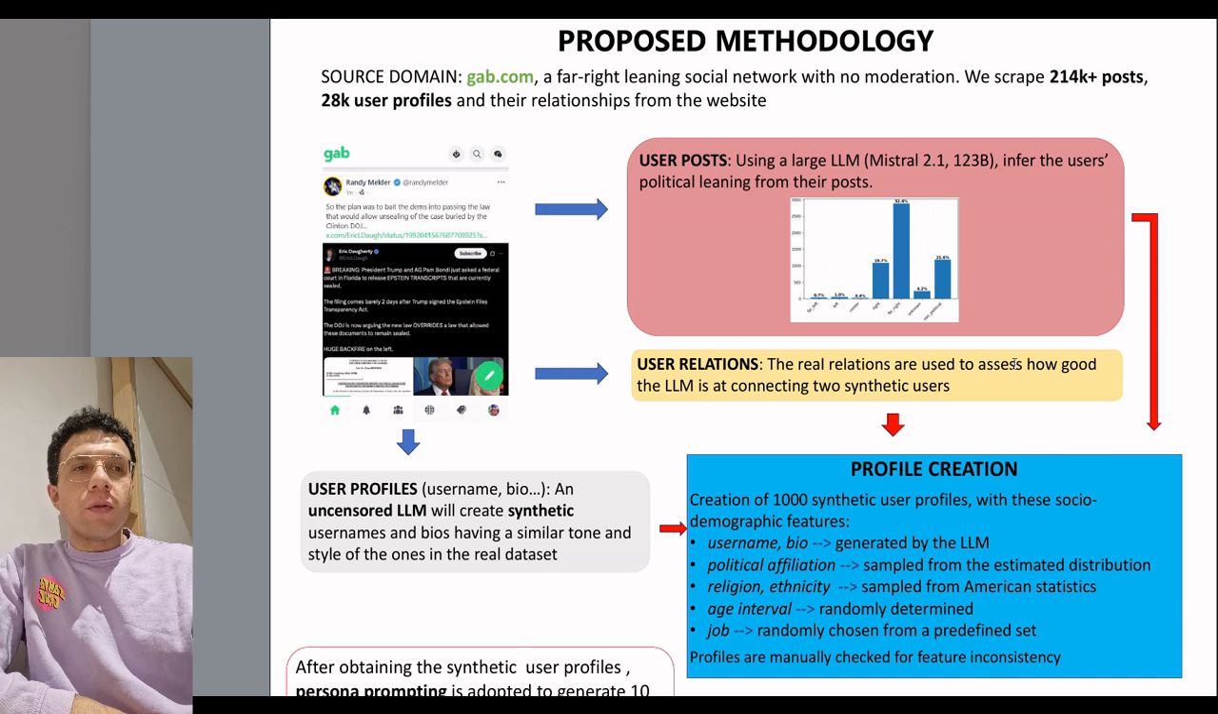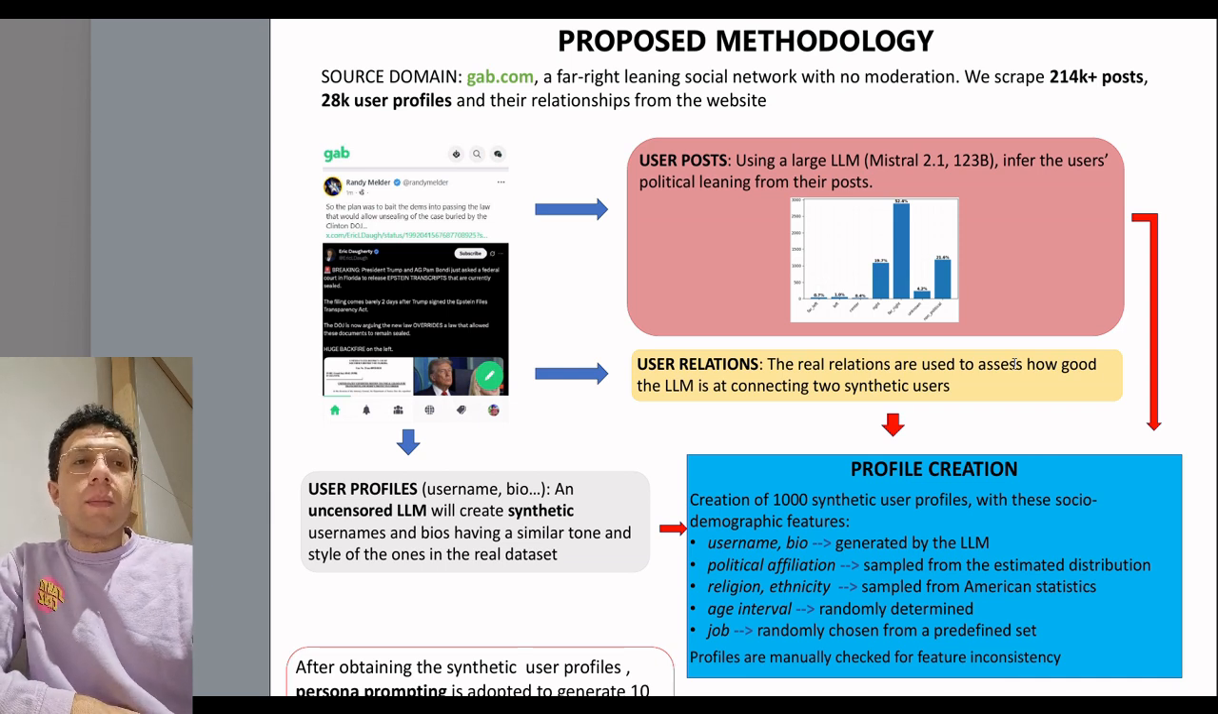Using Mistral 2.1, we estimate a distribution of the political orientation of the users based on the posts they published. We will replicate this distribution in the synthetic dataset. The network of user relations is used for evaluation purposes because we want to assess how good the LLM is at creating connections between them.